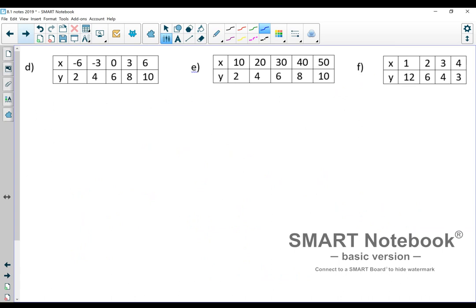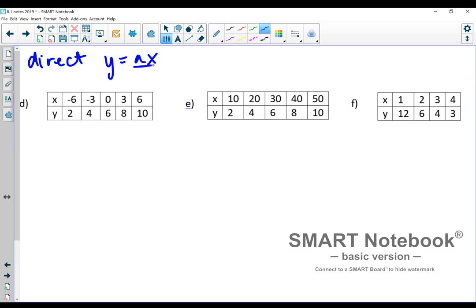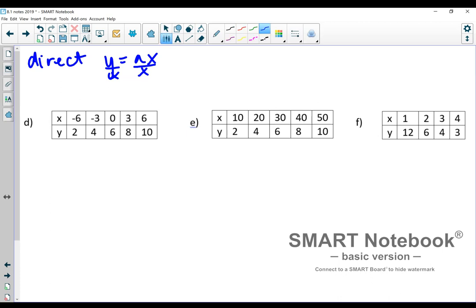So for example 2, we're looking at these in table form. So when I'm looking at these in table form, I have my y's and my x's, but I don't know anything about my constant of variation. So I use a different method on these ones. So for direct, I know that I have the relationship y equals ax, and if I divide both sides by x, that means that y over x is going to equal that constant of variation.